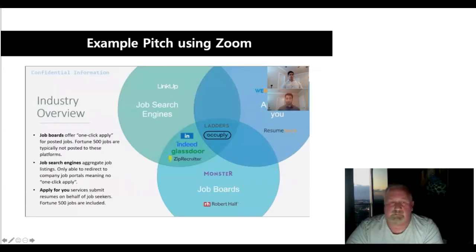Occuply differentiates itself because while a lot of the major competitors are a combination of a job search engine and a job board, none of them offer the full combination of Apply for You, job search engine, and job board. What this means is that if you try to apply through Indeed or LinkedIn, you're going to be redirected. They're not actually going to apply for you. Occuply is one of the few companies that is able to both show you these links as well as apply to them for you. The only other competitor in this space is Ladders. Ladders is $40 per month, whereas Occuply is free.